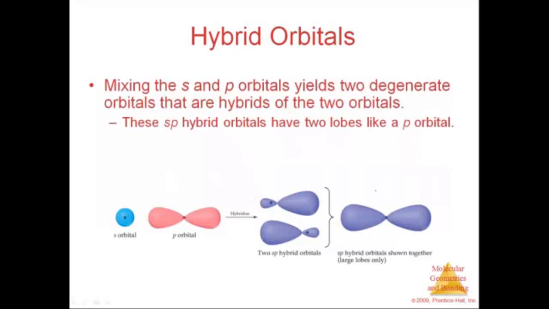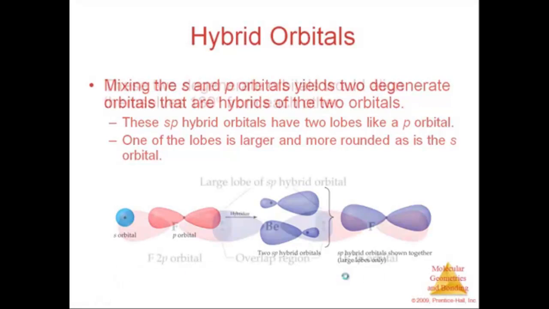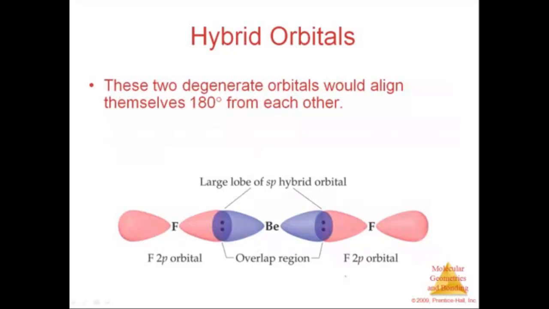So the mix of the s and the p orbital yields two, kind of a strange word, degenerate orbitals that are considered hybrids of the two. So I have an s orbital and a p orbital, and when I form a hybrid, it becomes this strange shape that's got this small piece and this large piece. If I have these two together, I've got two sp orbitals. They align themselves 180 degrees apart. So here's beryllium. It's got an sp orbital, an sp orbital, and it can bond with two atoms.